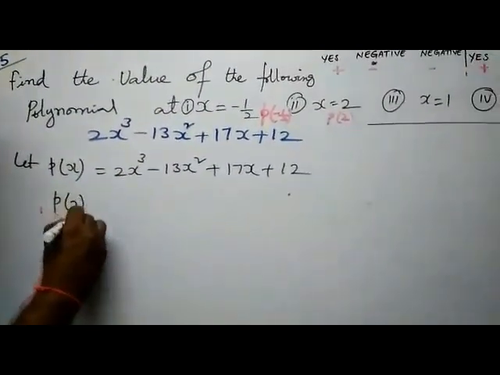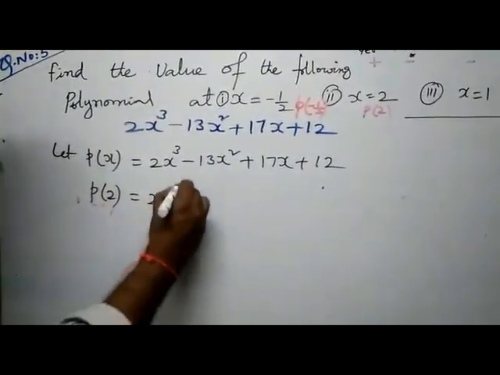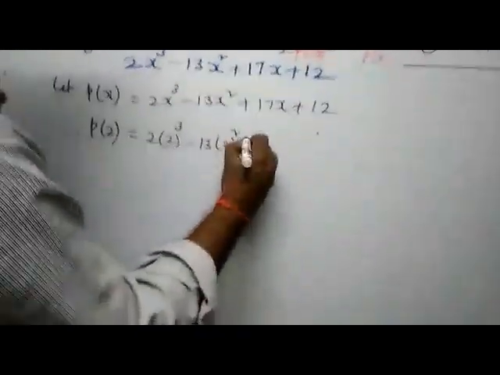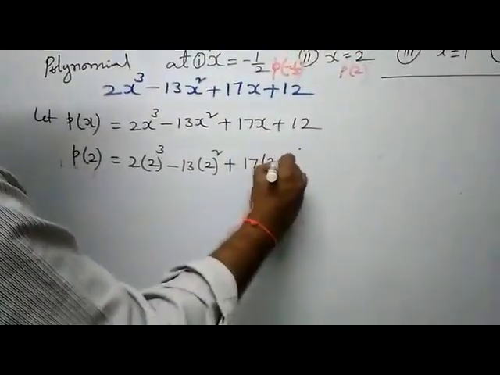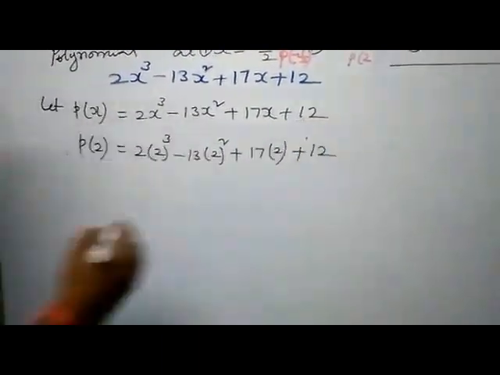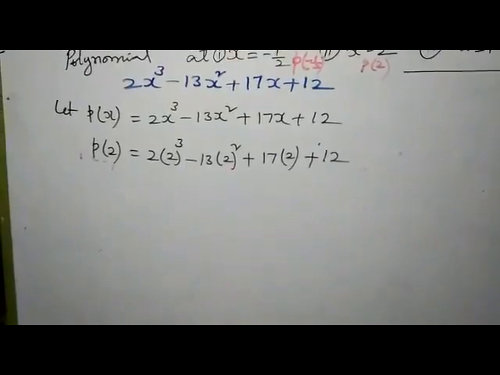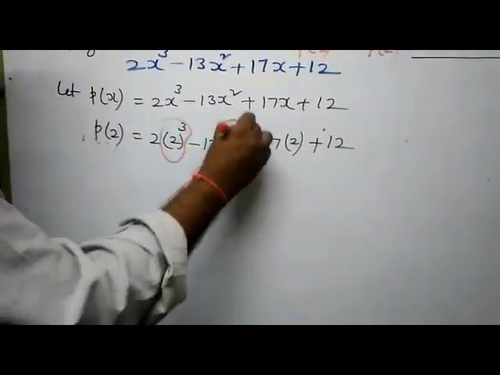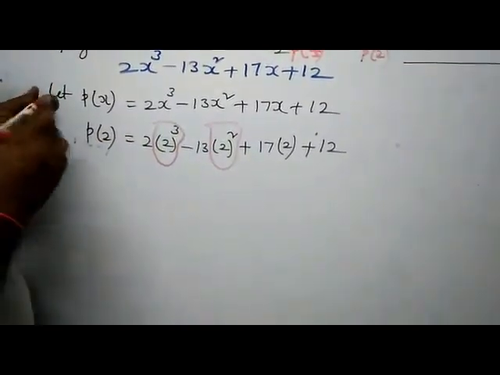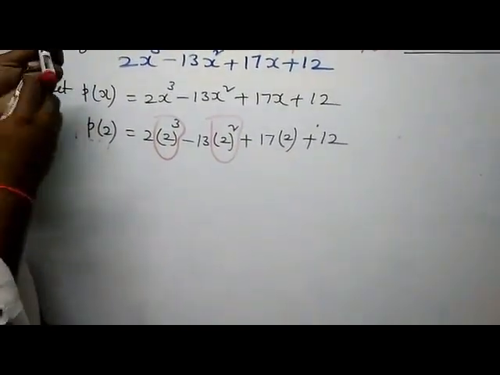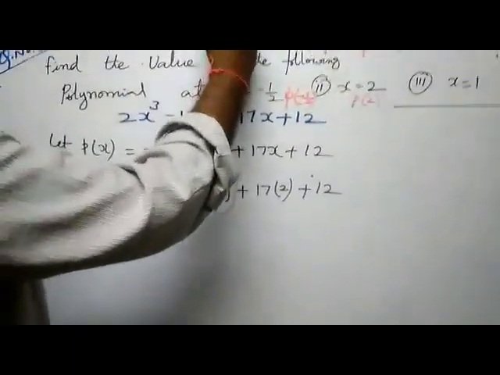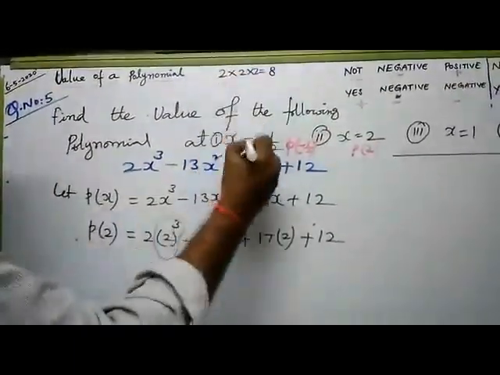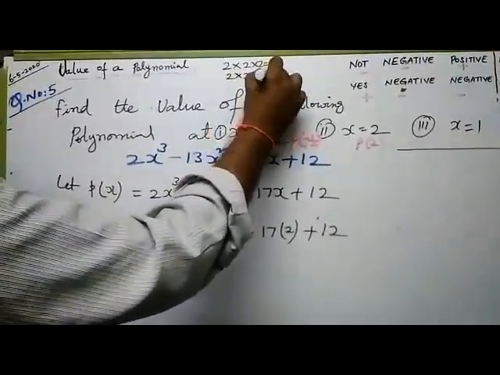P of 2 is 2 into 2 cube minus 13 into 2 square plus 17 into 2 plus 12. Carefully, first let us simplify the exponents. 2 cube is 2 into 2 into 2, that's why 8. 2 square is 2 into 2 is equal to 4.